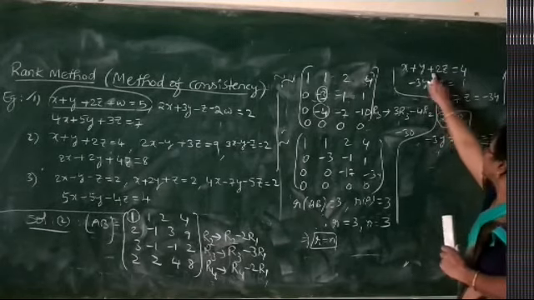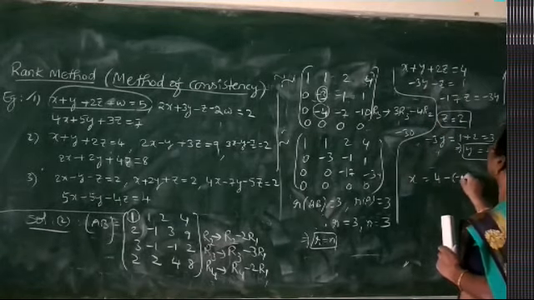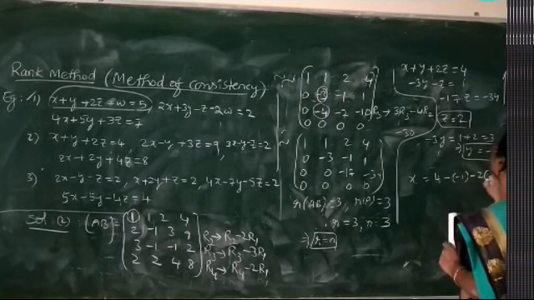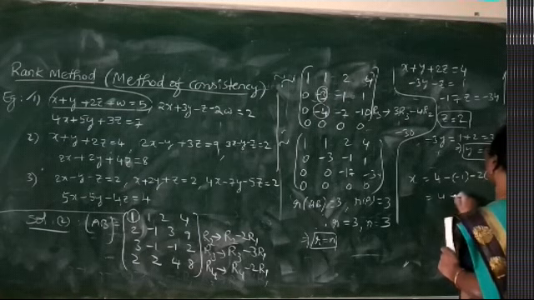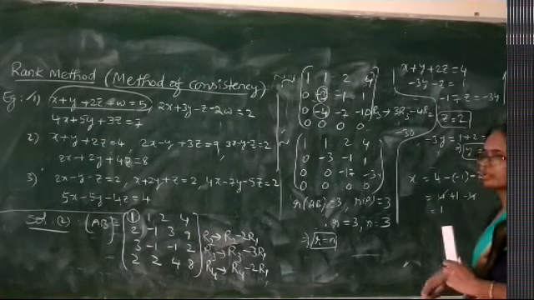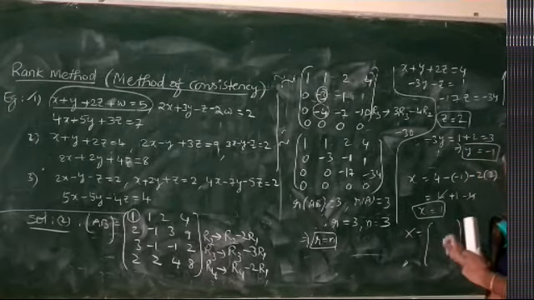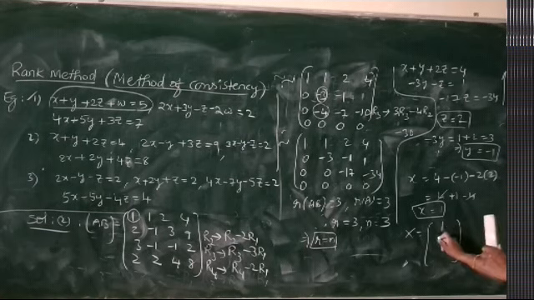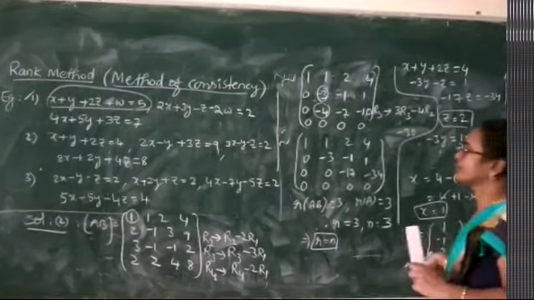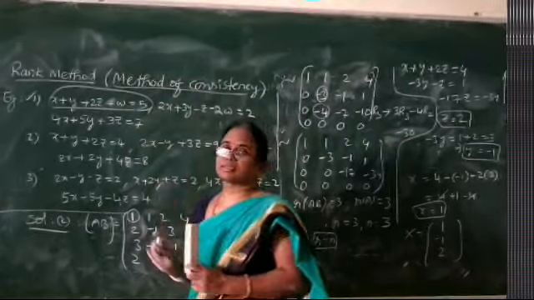When this y and z are taken in the first, we have x equal to 4 minus y minus 2z. So we have got the value 4 plus 1 minus 4, the value of x is 1. So finally we have the required solution of the system: x is 1, y is minus 1, z is 2. The required unique solution of the given system by the method of consistency.